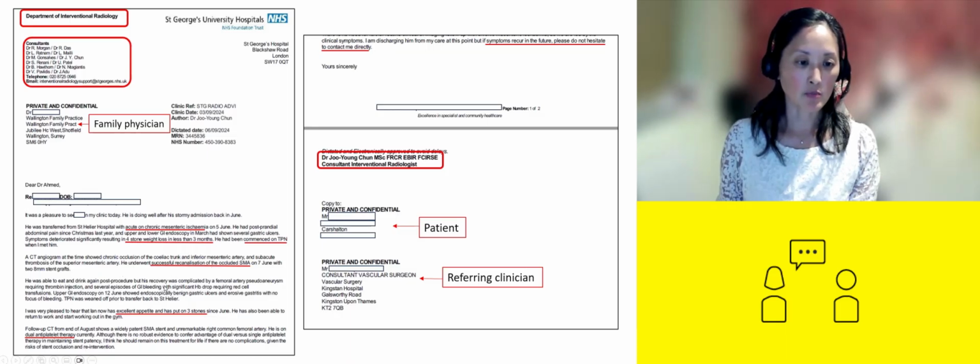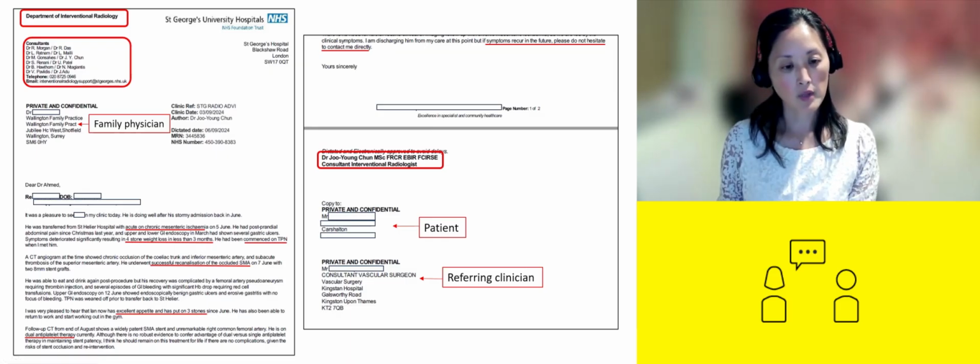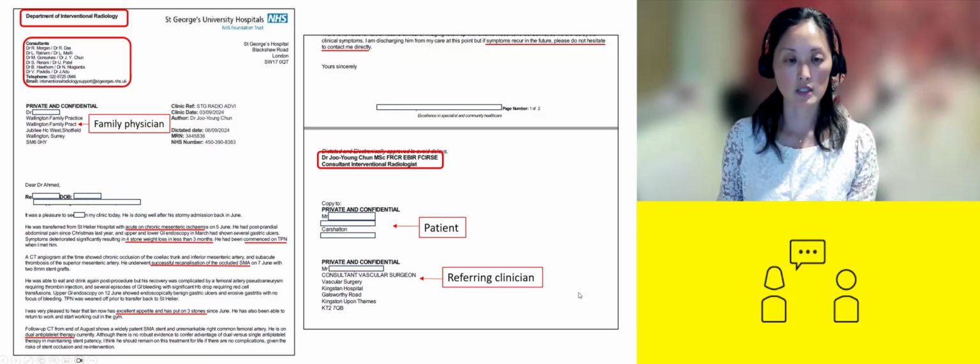And this particular paragraph talks about his slightly stormy post-procedural course, but then he recovered, now has excellent appetite, put on some weight, and I'm happy with his clinical outcome. We talk about any drugs that he needs to continue, and then I'm going to discharge him because I'm happy with his clinical course. But I state clearly that if symptoms recur in the future, to contact me directly so that any clinical delay is avoided. I sign it off, copy goes to the patient and to the referring clinicians, who was the vascular surgeon.